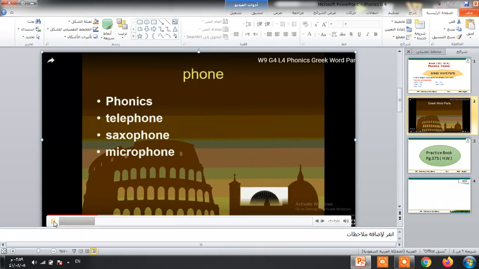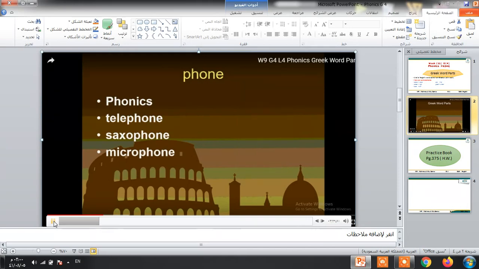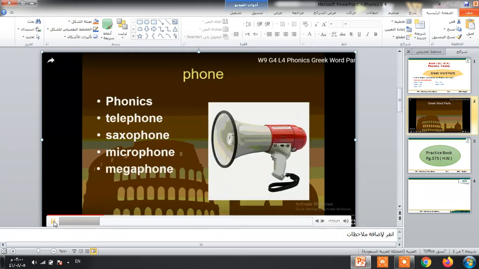Next word is microphone. Microphone is this device used to make our sounds larger. Typically used in closed areas like rooms and universities and concerts and parties and meetings. Any closed area where you want your sound to be louder for people to hear you. We use a microphone.